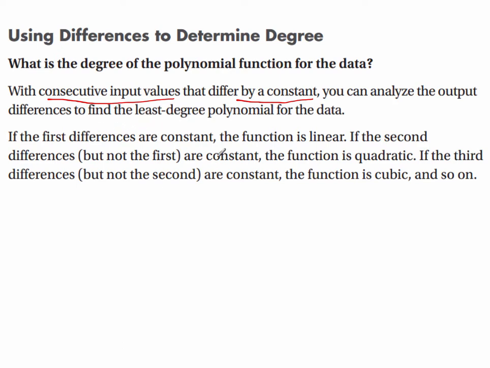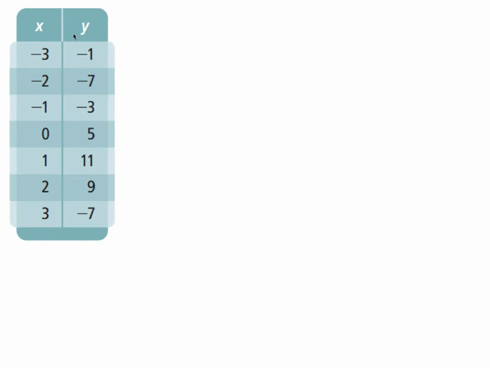So if the first differences are a constant, then the function is linear. If the second differences are constant, then it's a quadratic. And if the third differences are a constant, then it's cubic. Let's look at one of these. Suppose I have this chart.